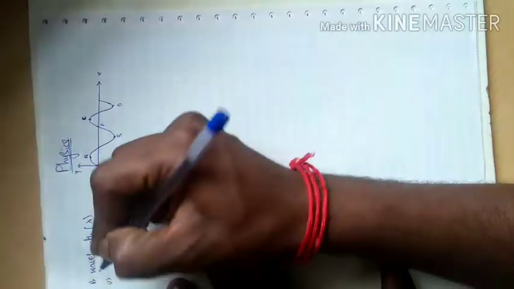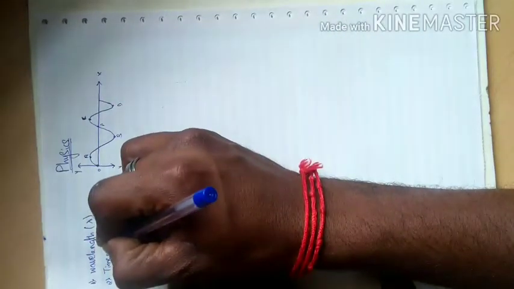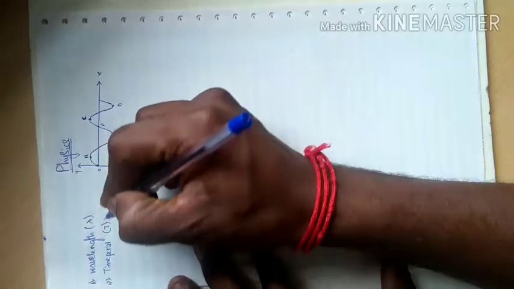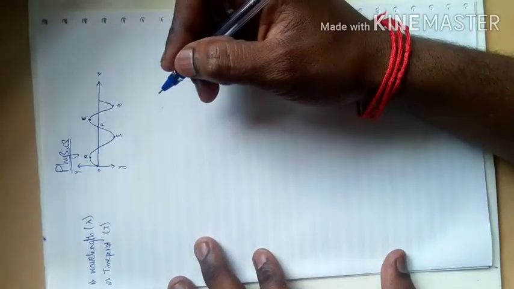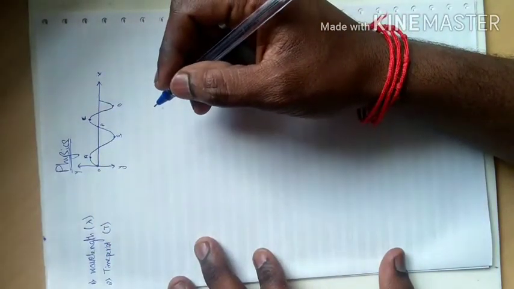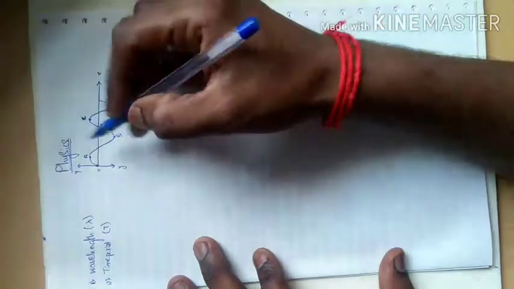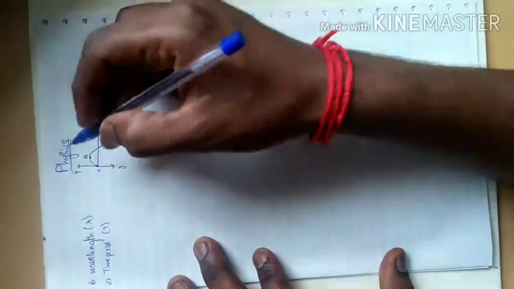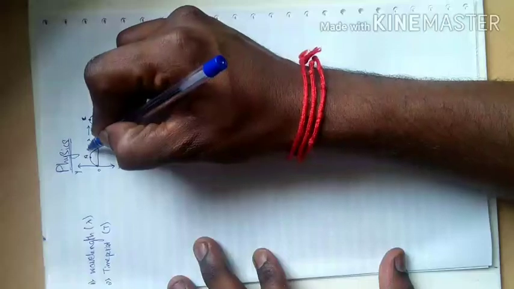The second quantity I brought forward in our last class is time period. It is denoted by capital T. Time period is defined as the time taken to travel a distance of one wavelength. This is lambda, we call it lambda.